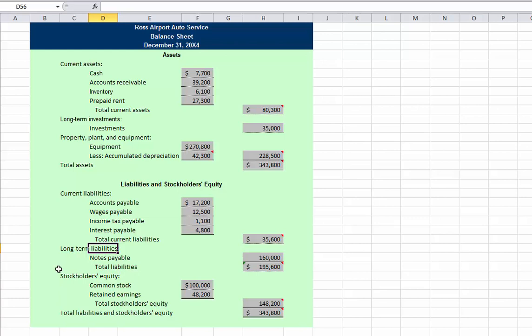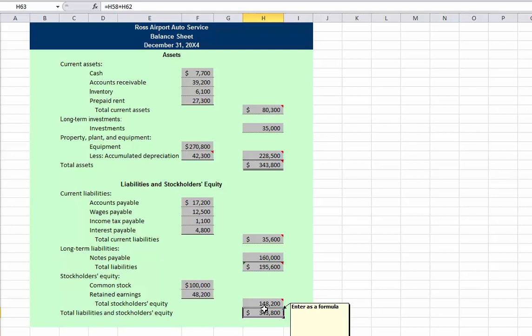The stockholders' equity section is made up of our claims of the owners. We have the contributed capital, which includes our common stock, which represents what the owners have invested in the company. We have our retained earnings, which is the accumulated net income of the company that was not distributed to owners. We should subtotal these subsections for total liabilities, and our stockholders' equity to come up with our total of liabilities and stockholders' equity.